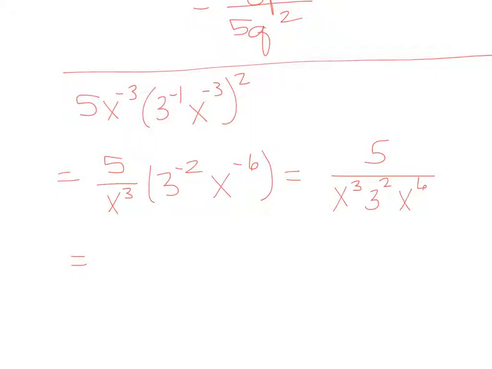Okay, so let's simplify that. 5 goes in the numerator. We have 3 squared. We can write that as 9. And then we have x cubed times x to the 6th. So we can write that as 1 base of x. Adding those exponents, we get x to the 9.